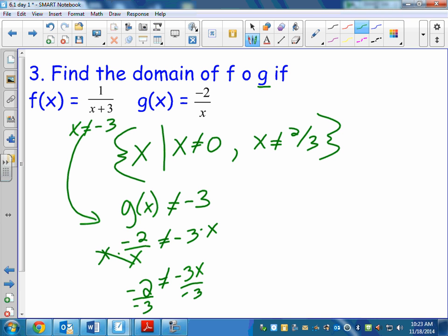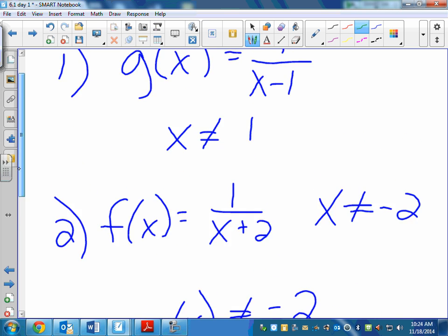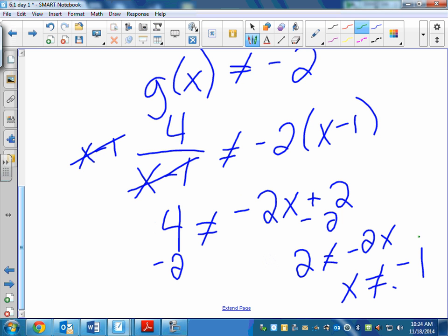No, we're only including what g can't be, right? This negative 3, what f can't be, does not go in my domain, it just goes down here. And just like the last one, we didn't include what f couldn't be, but we included what g couldn't be. Let's go back and look at it. We said g couldn't equal 1, had to include that. We said f couldn't equal negative 2, but that was not part of our domain. We solved it to say what it couldn't be. Our final answer was it couldn't equal 1, and it couldn't equal negative 1.